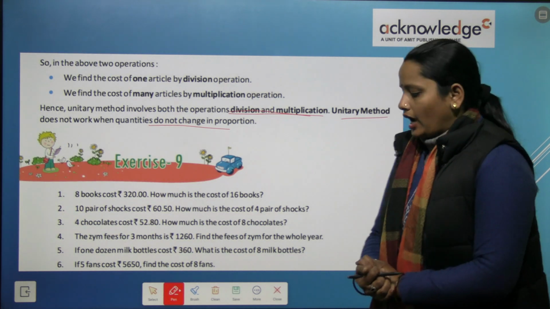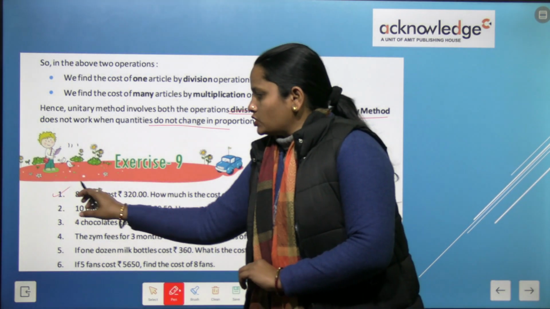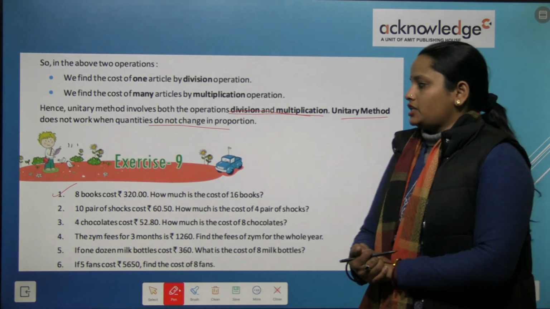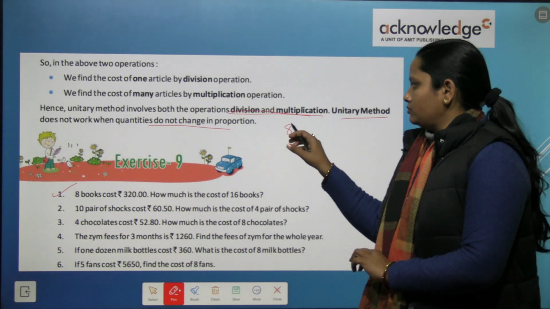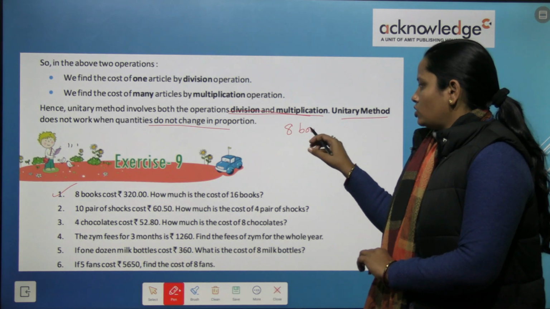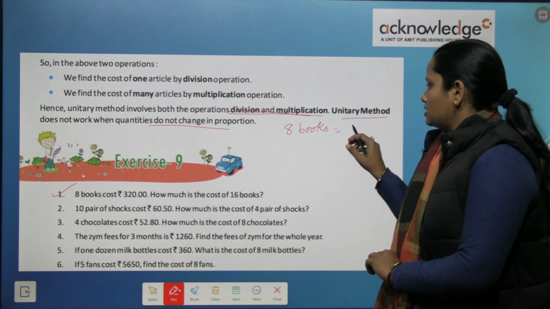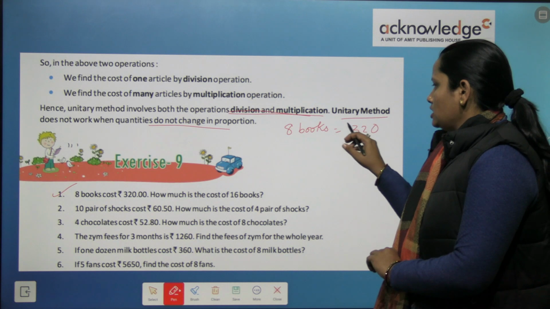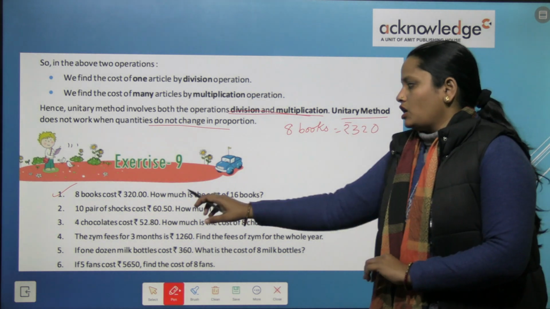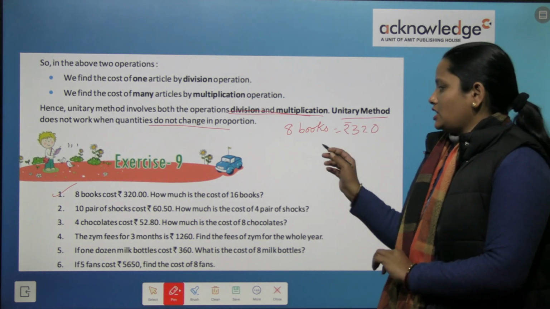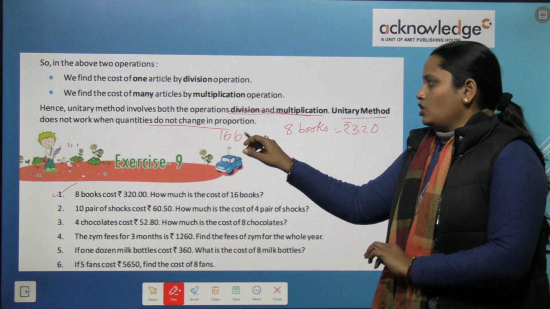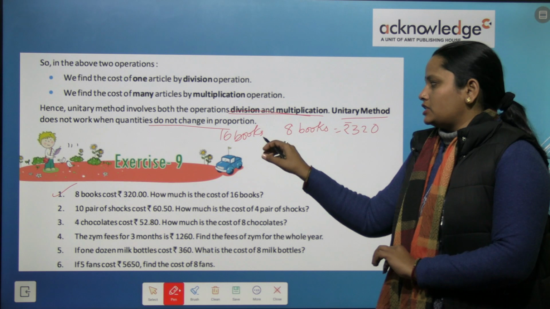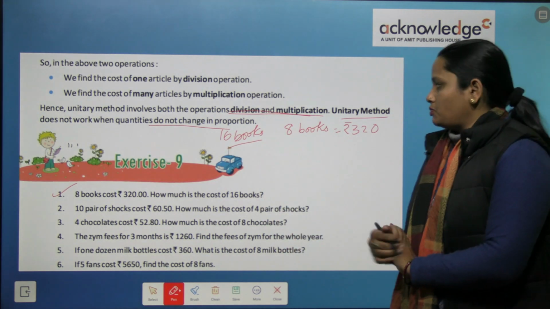Let's look at the first question. The first question says that 8 books cost rupees 320. So the cost of 8 books is 320 rupees. Now how much is the cost of 16 books? अब आपको क्या करना है, 16 बुक्स के कॉस्ट निकालने हैं. तो 16 बुक का कॉस्ट हमें तभी पता चलेगा जब हमें एक बुक की कॉस्ट पता होगी.